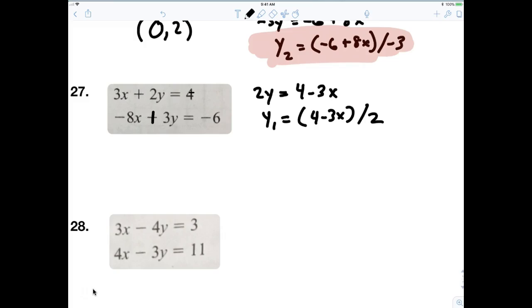All right, now I have 3y equals negative 6 plus 8x. So y2 equals negative 6 plus 8x divided by what? 3. Divided by 3.